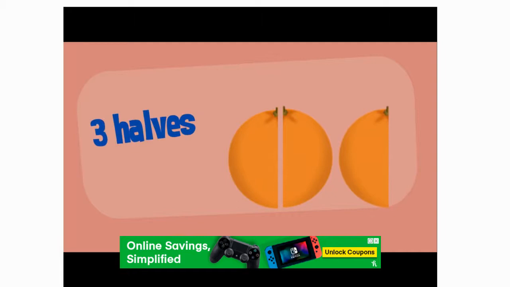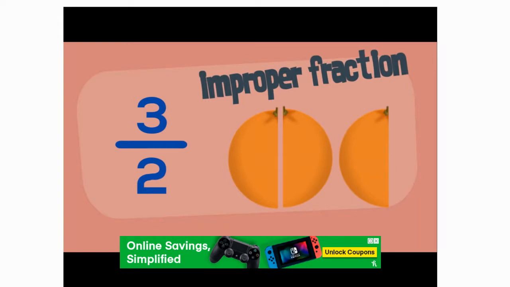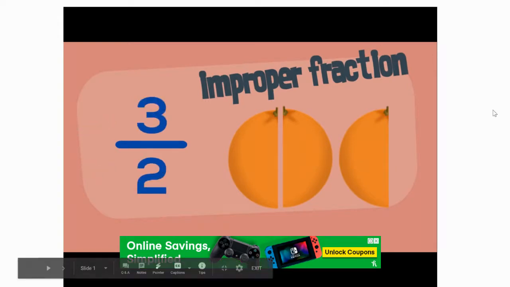But fractions can be bigger than one whole. For example, here we have 3 halves of an orange. 1 half, 2 halves, 3 halves. You can see that 3 halves is larger than one whole because we have 1 whole orange and an extra half. 3 halves is an improper fraction. Improper fractions have a numerator larger than their denominator.